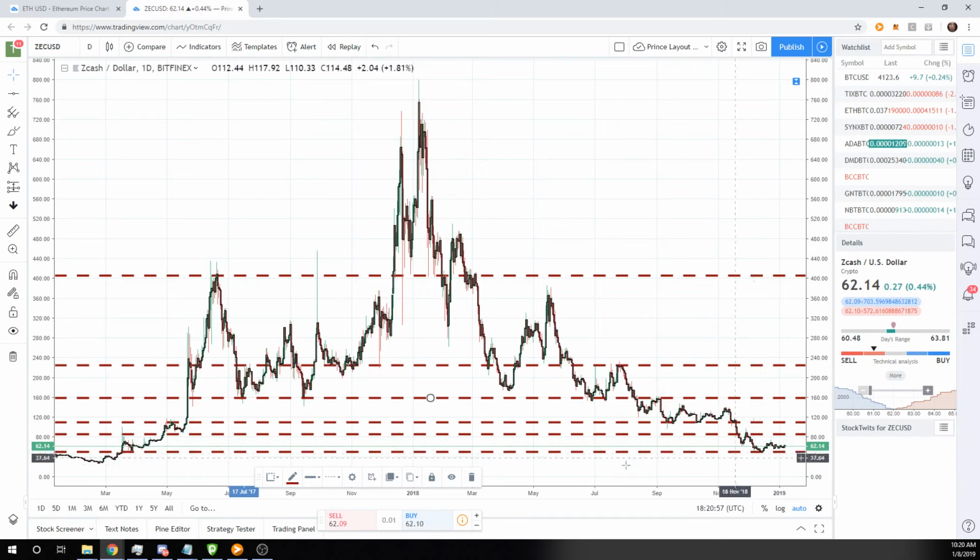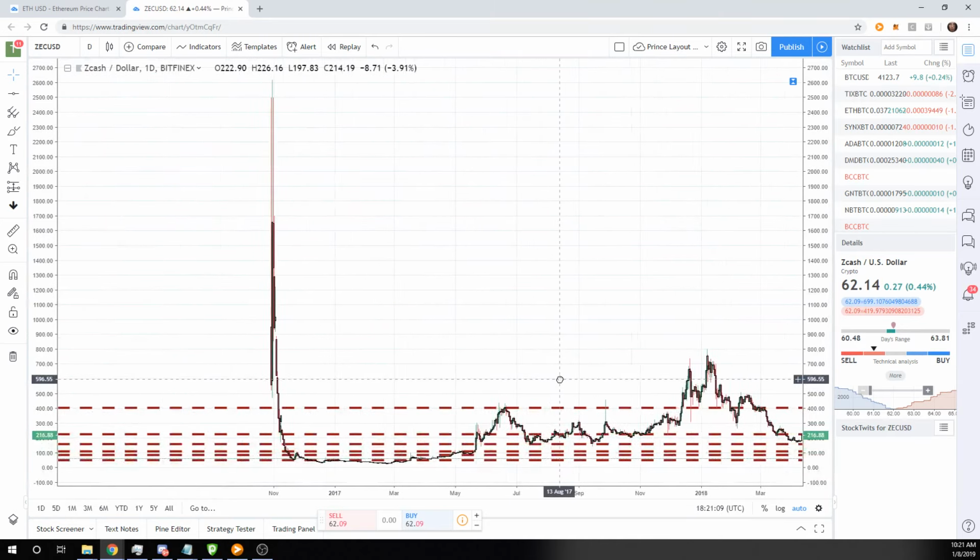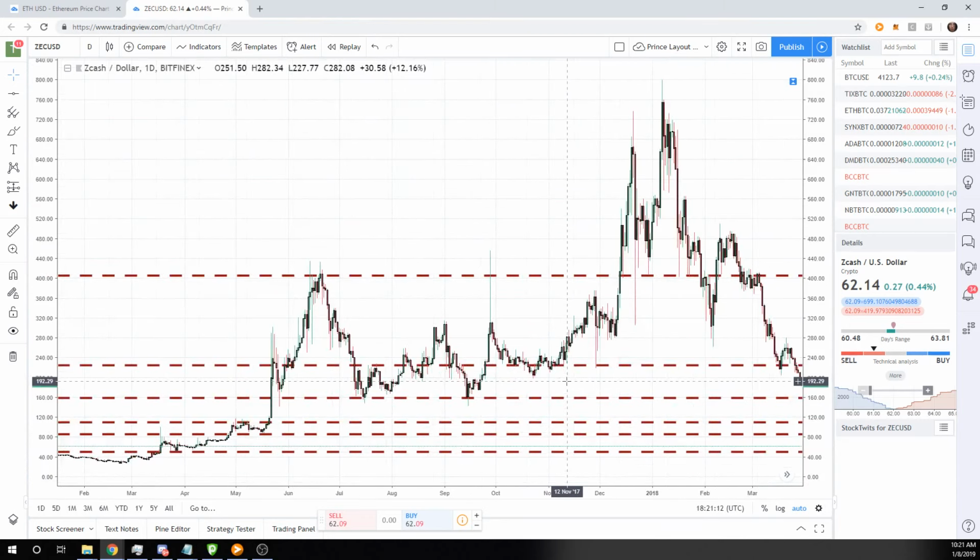And then it broke down through, and it came all the way down. And where did it turn around? Well, previously it turned around at this support level. Now it turned around at the same support level. Not knowing any of this, could we have made a plan that would have made us profitable if we had bought at the top?